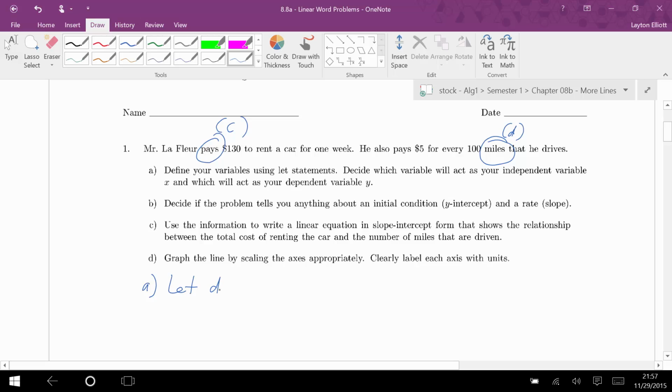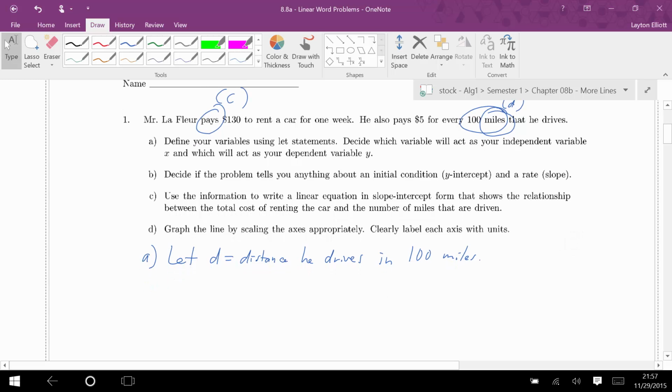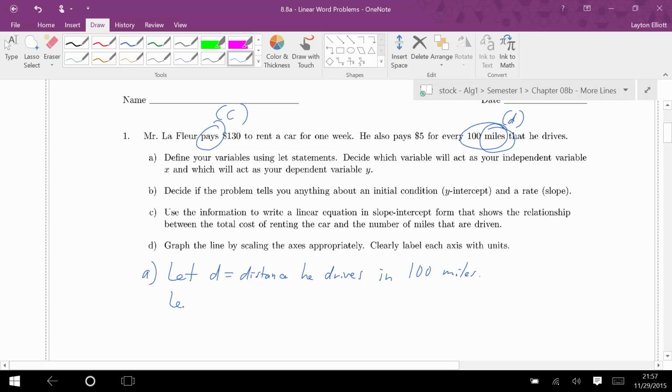So I'm going to say let d equal the distance he drives. And we can do miles. We can also do 100 miles. So let's do that. We're going to go in 100 miles. That means I'm doing it in units of 100 miles. That's going to simplify things a lot because 1 will be 100 miles, 2 will be 200 miles. And then I'm going to let capital C equal the cost to rent the car in dollars.